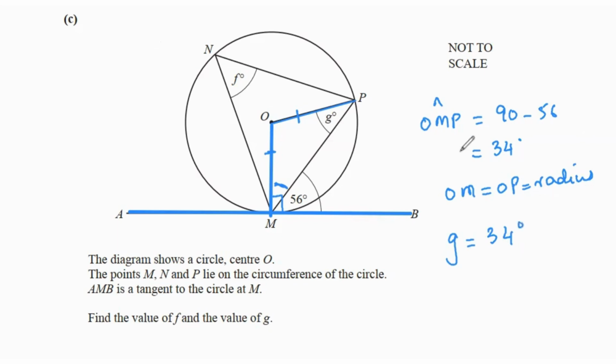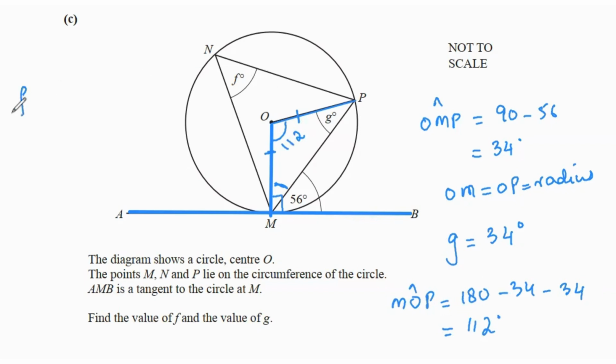Now for F, if this is 34 and this is 34, we can find this by doing angle MOP, which is 180 minus 34 minus 34, which gives us 112 degrees. So that's 112.